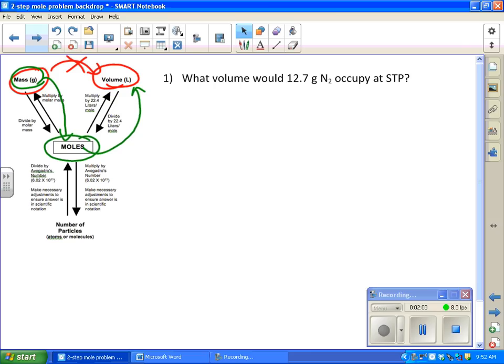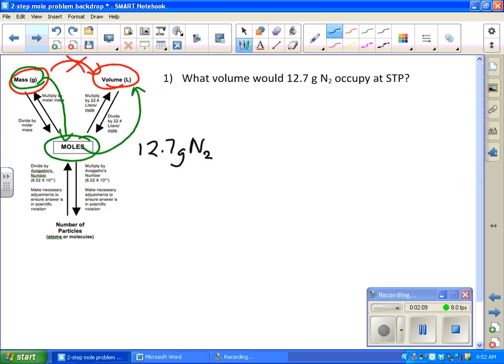How would we set up this problem? Well, we would begin with our 12.7 grams of nitrogen, N2. And we know that at the end, we want a final answer in a certain number of liters. We don't know how many liters yet of nitrogen gas.